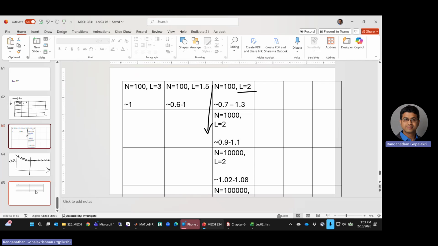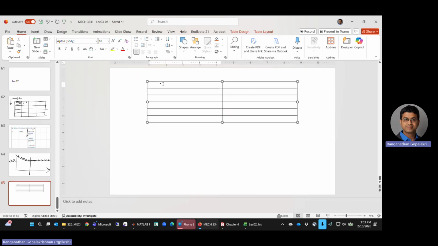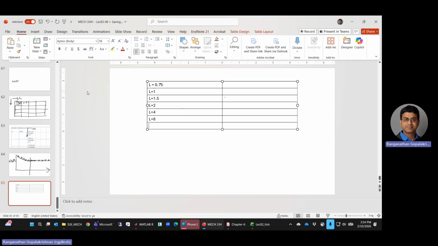So what you do is you systematically vary L from, let's say, even 0.75. We'll go L equals 1, L equals 1.5, L equals 2, L equals 4, L equals 8, and so on. At the same time, we are also keeping the number of trials equal to 1,000,000. So run your code for each combination. Keep N at 1,000,000 and run L for these values and fill out the table. You'll see the trend.